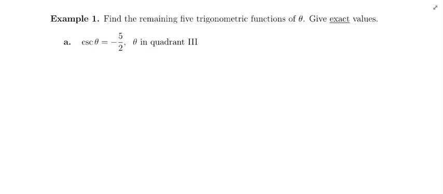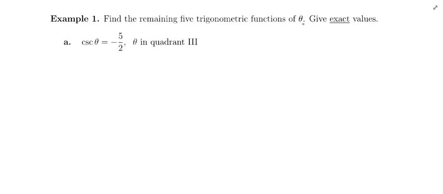Example 1. Find the remaining 5 trigonometric functions of theta. Give exact values. In part A, we are told the cosecant of theta is equal to negative 5 halves and that theta is in quadrant 3. All right, so let's do this.